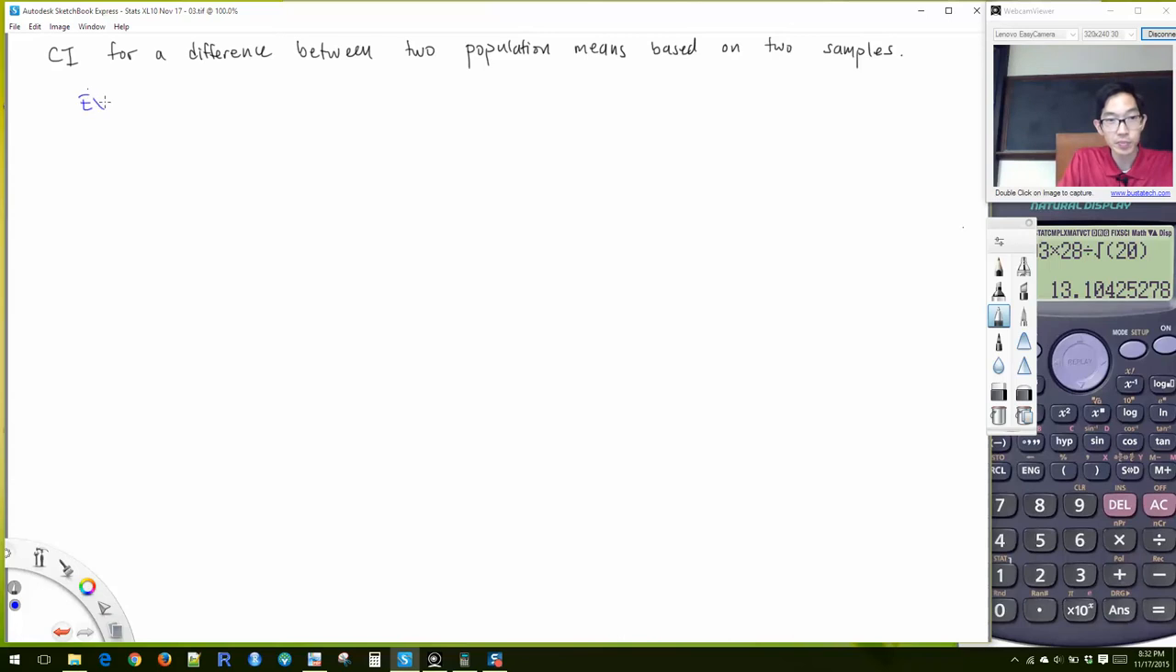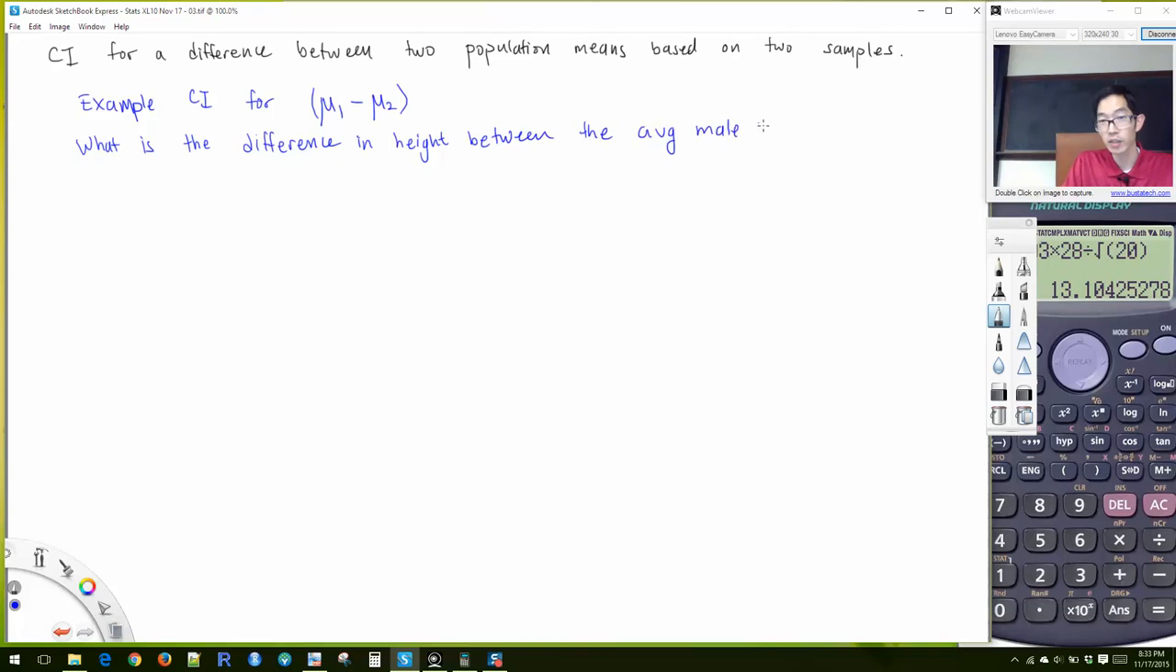Just an example. Example CI. And this is going to be mu1 minus mu2, the quantity mu1 minus mu2. Okay, so we could ask, what is the difference in height between the average male height, which we will label mu1, and the average female height?